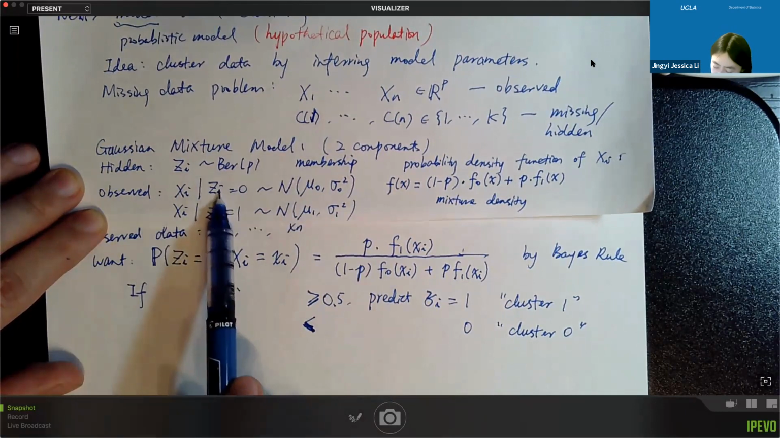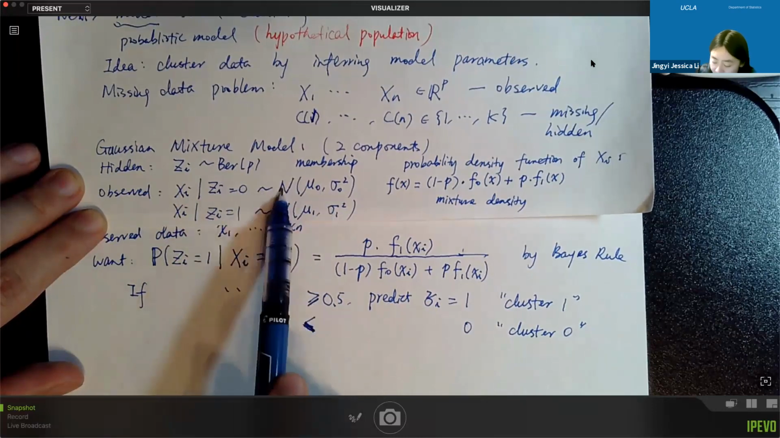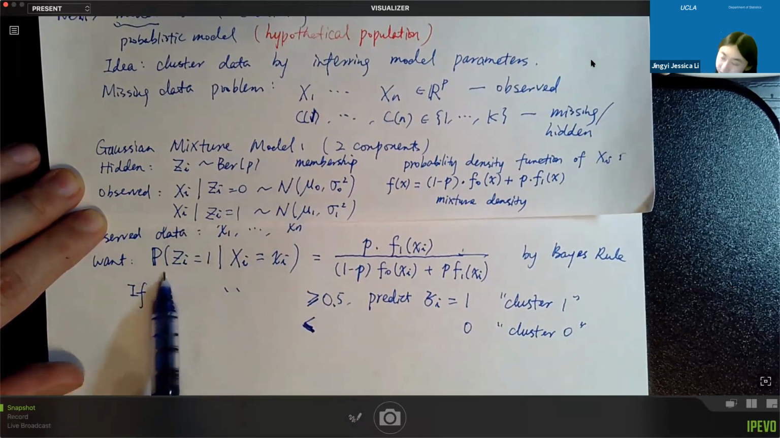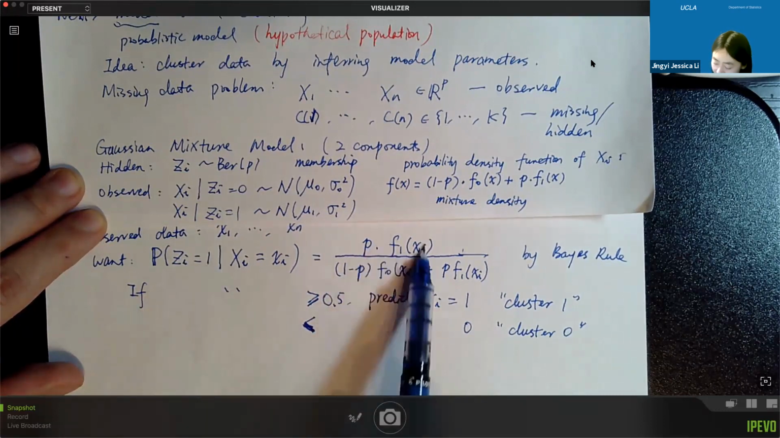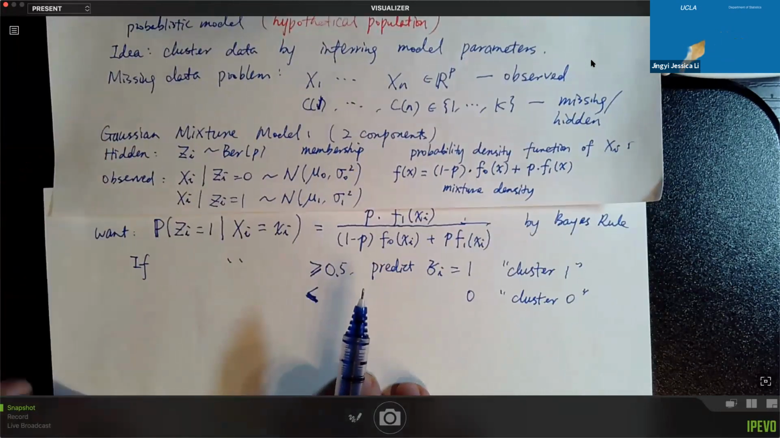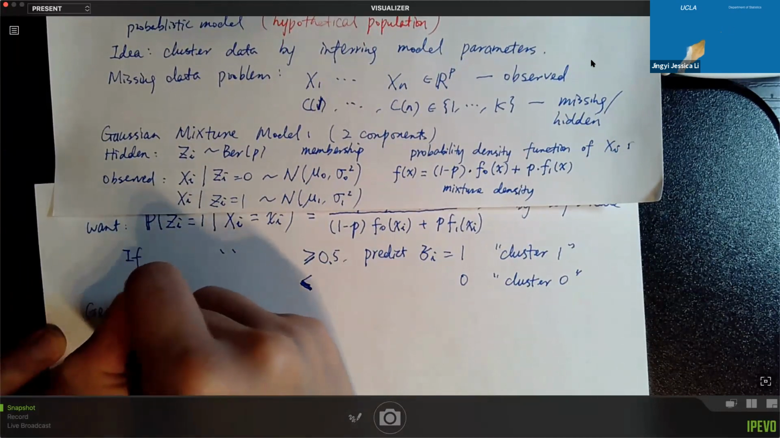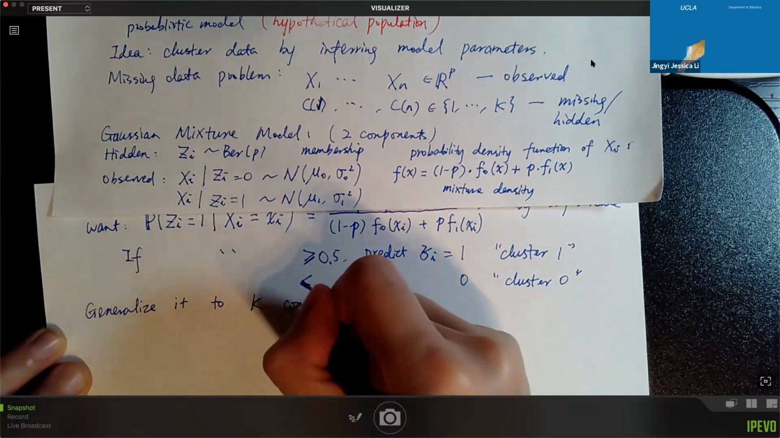And given Zi equal to each number, I'm going to draw the normal distribution. So I will have K, capital K, normal distributions. And then I can compute this probability for each K. So what is the probability for Zi equals K? I can just change it here. So probably I'll write it down, just for your convenience. So probably I would just say, now generalize it to K components.